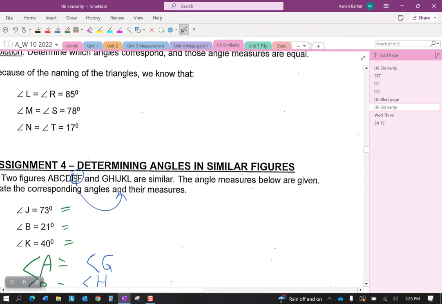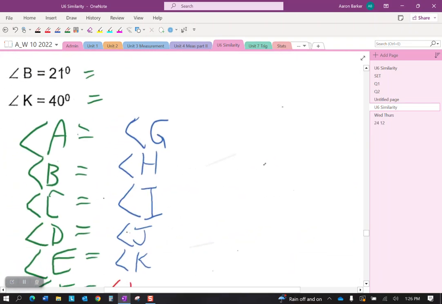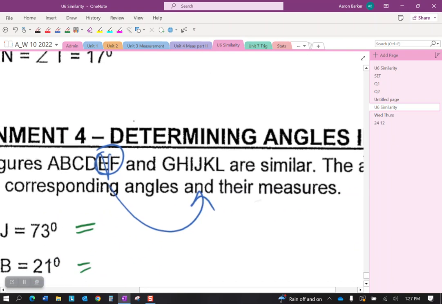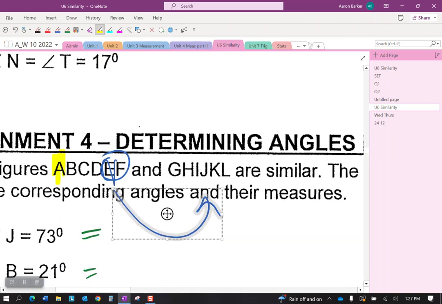Very first, on your question right here, all you write down are which angles are equal. And you know which ones are equal because A must be equal to G based on the name.